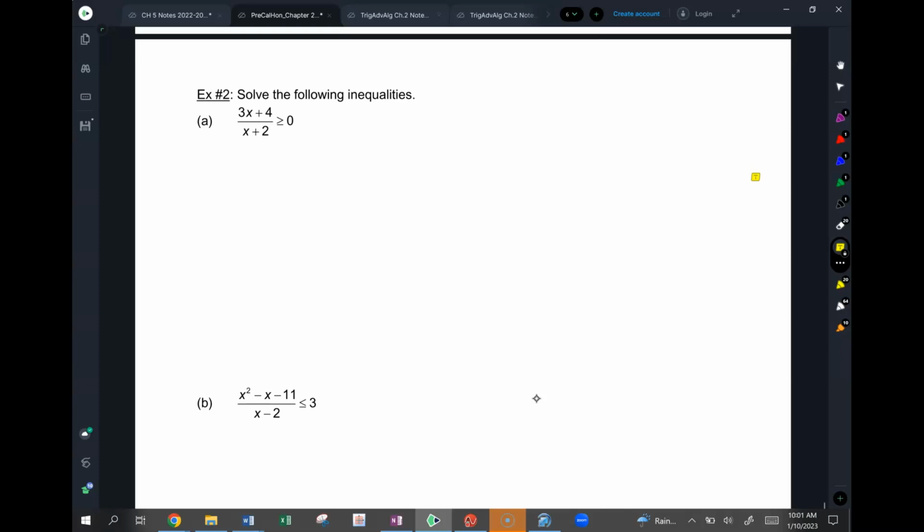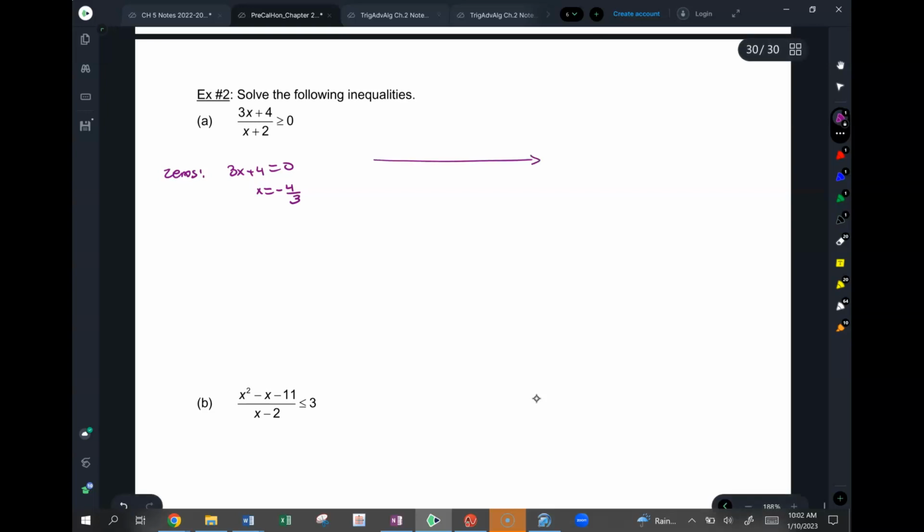Okay, so take a look at this one. When you have one fraction and then equal to 0 or whatever, to find the zeros, remember all you need is the numerator equal to 0. So x is negative 4 over 3. So in our number line, we're going to put negative 4 over 3. But don't forget any discontinuities. Here there is a discontinuity at x equals negative 2, so I also have to put that there. And now I have 3 regions where I need to check.